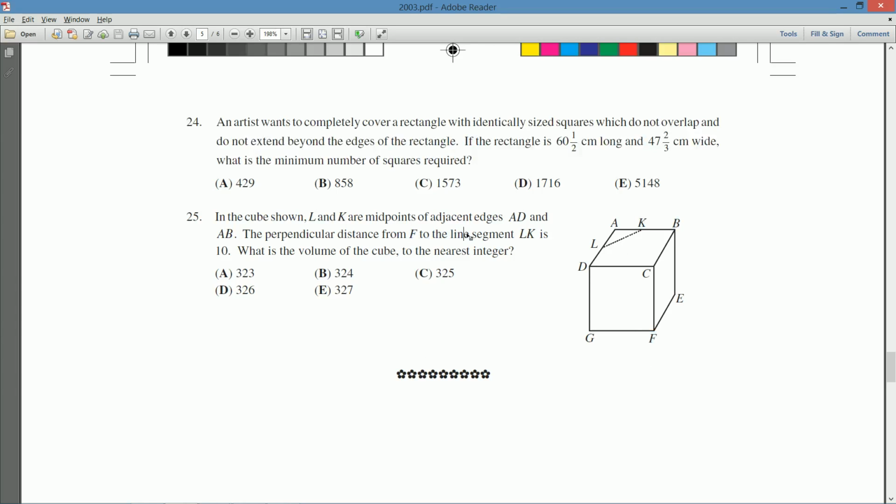So the perpendicular distance from F to the line LK is 10. What's the volume of the cube to the nearest integer? Okay. So first things to note, to the nearest integer, I'm probably going to want my calculator for this. That's usually the only time you really need a calculator, to the nearest integer, because you need to get a decimal expansion. Not always, but if you wanted a decimal expansion of some really weird cube root, it's much easier to grab your calculator than to work out cube roots by hand. So to the nearest integer, you almost certainly want to have brought your calculator for that.